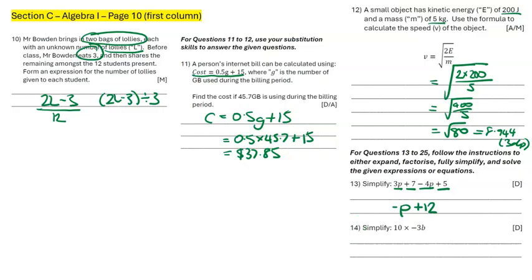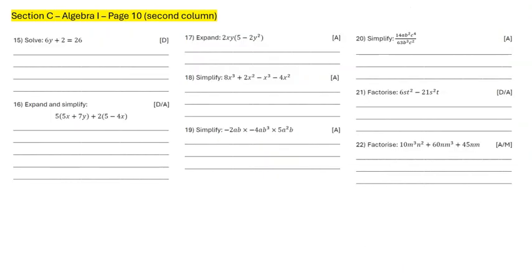On to 14. We're multiplying here. So we start by always doing the numbers together. So 10 times negative 3 is negative 30. And then B is the only letter here. So I'm just going to take the B on, knowing that there's nothing else to do with that.